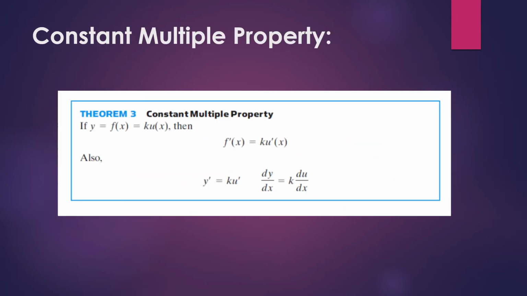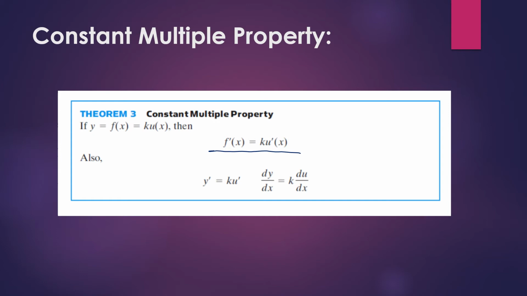On this slide, they're talking about the constant multiple property, and there is normally a proof that goes along with this in the notes, but it got cut out just for the sake of time. So what they're saying is that if you have a function, f of x equals k times u of x, where the derivative of u exists, then the derivative of f is going to be k times u of x prime.